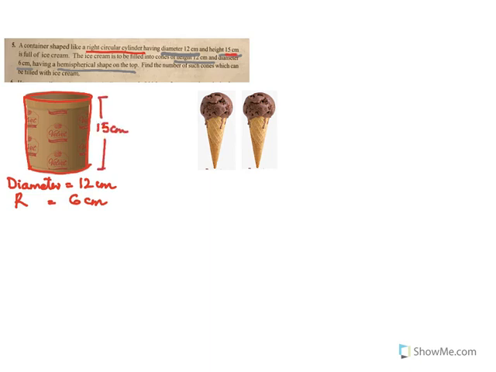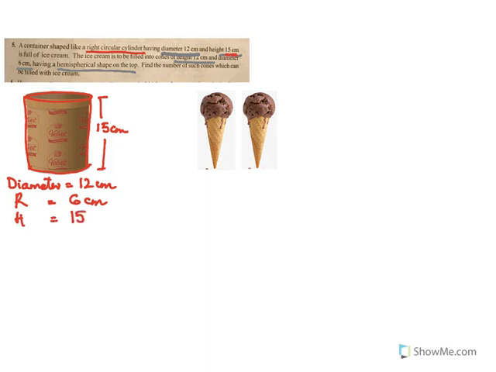So in this sum, we have a right circular cylinder. So here is our cylinder, and we will write the dimensions of the cylinder. The diameter of the cylinder is given as 12 centimeters. That means the radius of this cylinder will be 6 centimeters. And the height is given as 15 centimeters.